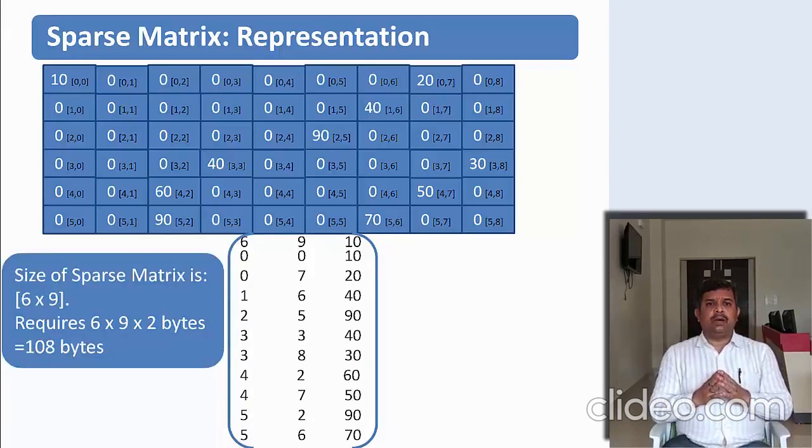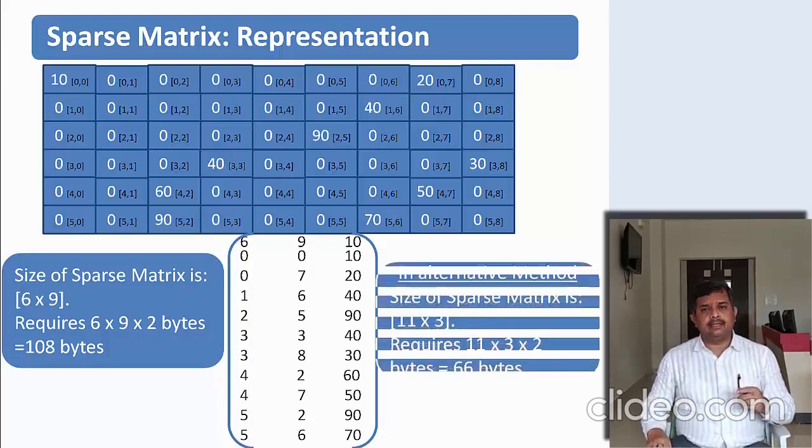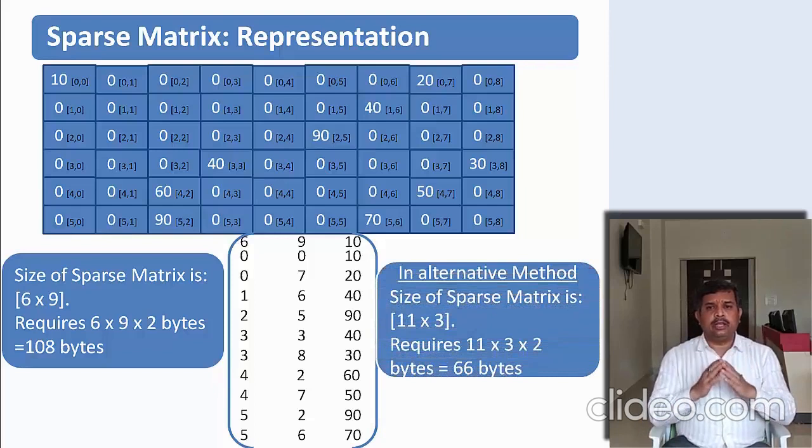In the original matrix, if its size is 6 cross 9, then we need 108 bytes. But in this case, 11 into 3 and 2 bytes for each memory location, it will take 66 bytes. So look at the difference: if the matrix size becomes larger and larger, the difference will become more and more. So this kind of representation helps in saving memory.